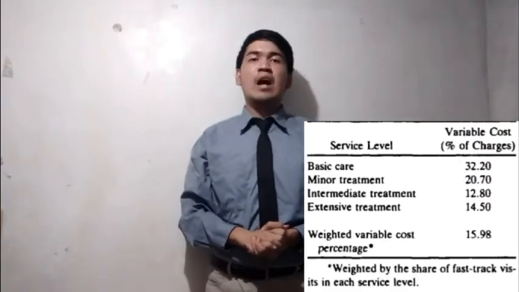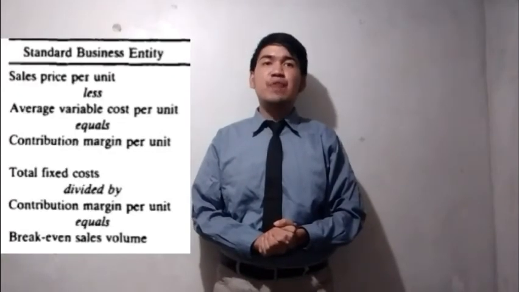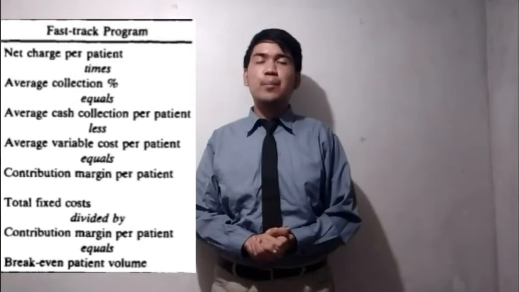Table 2. We can see here how much each service costs and its total. Table 3. This table is showing us the different computations used for a standard business entity and the fast-track program. Another thing we can notice is that there are more factors involved in the fast-track program than the former one.